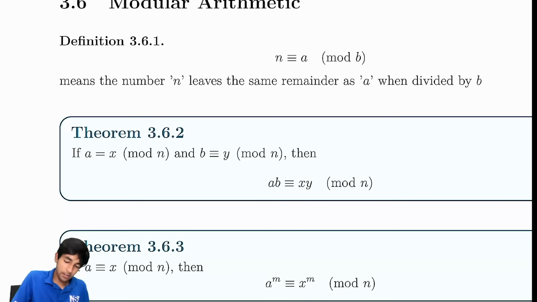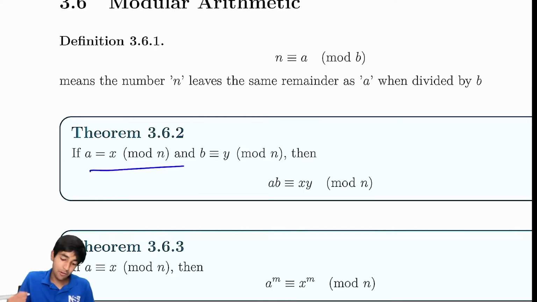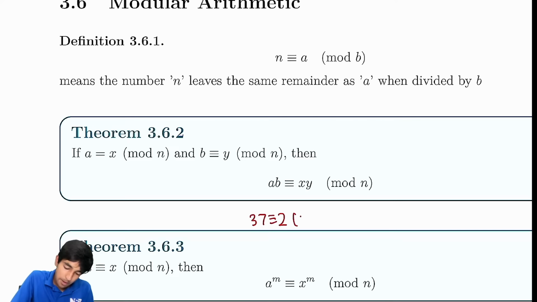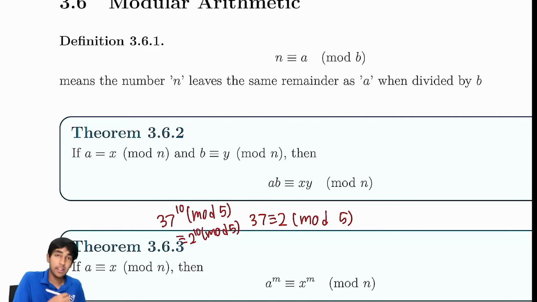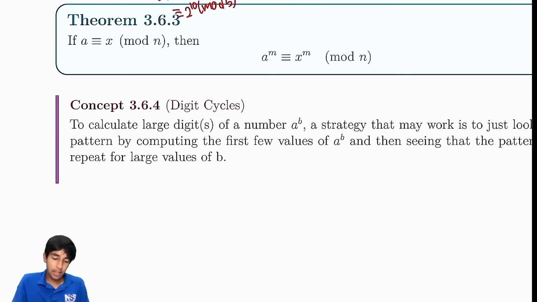Similarly, and this is just a generalization of this, if a is the same as x mod n, then we have this, which is just applying this repeatedly. So for example, let's say 37 is 2 mod 5. You're trying to find the value of 37 to the 10 mod 5. It's the same as finding the value of 2 to the 10 mod 5 because 2 and 37 are the same mod 5.